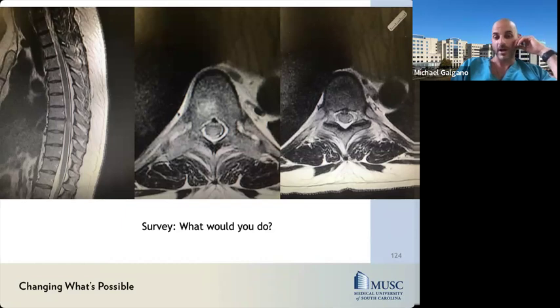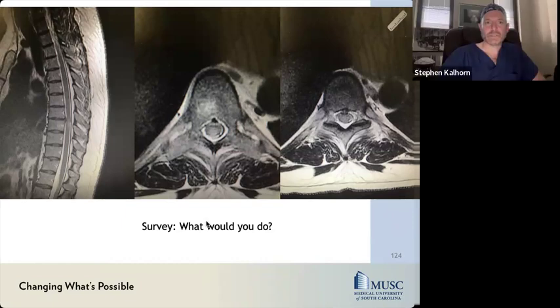I usually don't operate on them, obviously, unless they've got cord signal change. This is a very interesting case, though. I'm not sure what I would do here, to be honest with you. Yeah, so you did though.